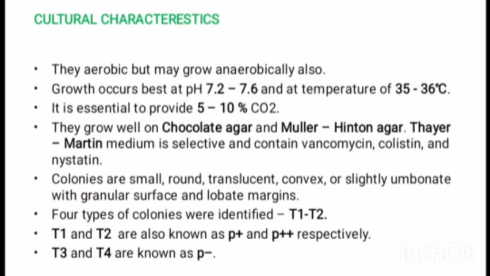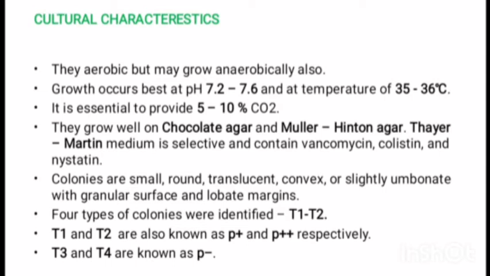So, the cocci that form T1 and T2 type colonies are piliated and virulent, and the cocci that form T3 and T4 type colonies are non-piliated and non-pathogenic, right? And the T1 and T2 types are also known as P plus as well as P plus plus, and the T3 and T4 are P minus because they are non-piliated.